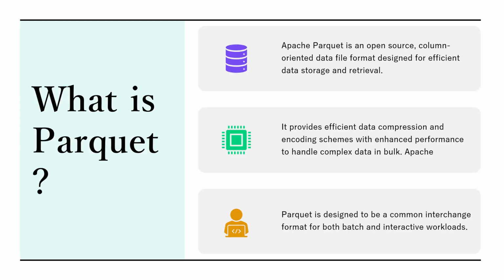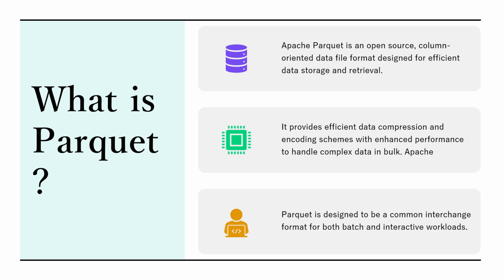Now let us start with one of the very famous and prevalent file formats, which is Apache Parquet. Now what is a Parquet file? Apache Parquet is an open source column-oriented data file format. It was designed to have very efficient data storage and retrieval, and it is very commonly used with Spark. And what essentially Apache Parquet does, like I said, it's a column oriented storage. It is very efficient because it provides very good data compression ratios. It provides encoding schemes with enhanced performance, and it can handle complex data in bulk.